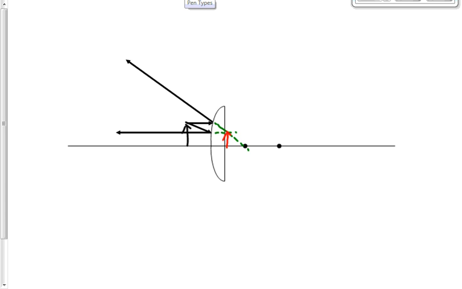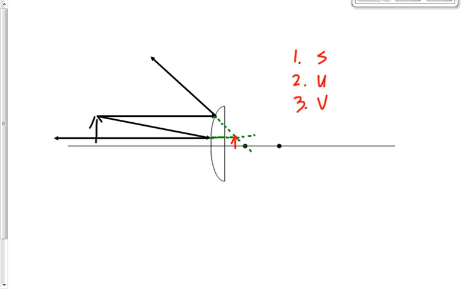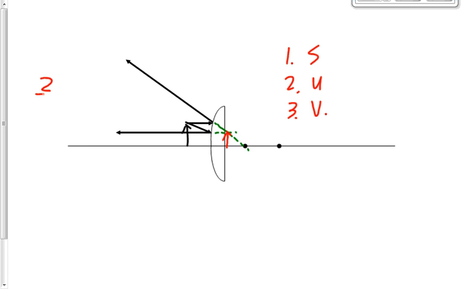The characteristics are the same as it was in the last picture that I drew. Number 1, it's smaller. 2, it's upright. And 3, it's virtual. Now, if you look at the last diagram, you can see that the image has gotten bigger when I moved it closer to the mirror. But it's still the same overall characteristics. It's still smaller than the object is. Does that make sense? Okay, take a look at image number 1 versus image number 2. Image number 2 is bigger than number 1, but it's still smaller than the object was.